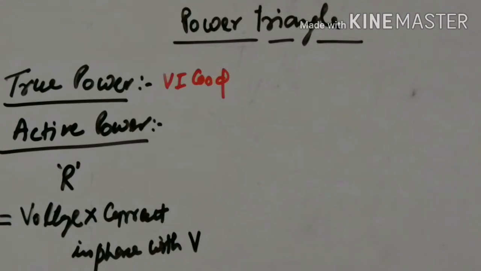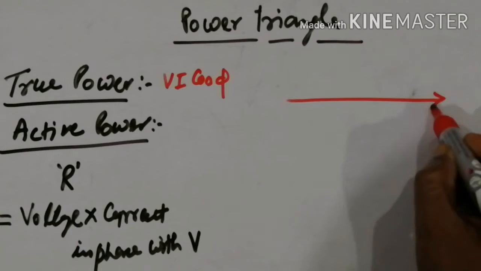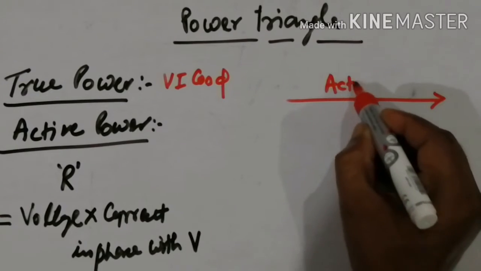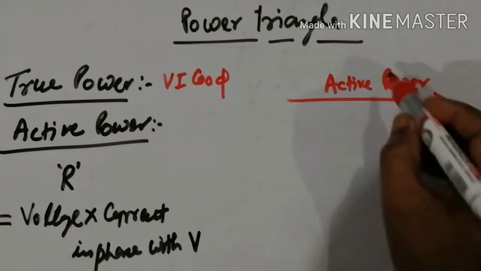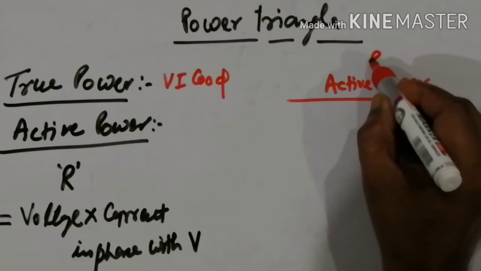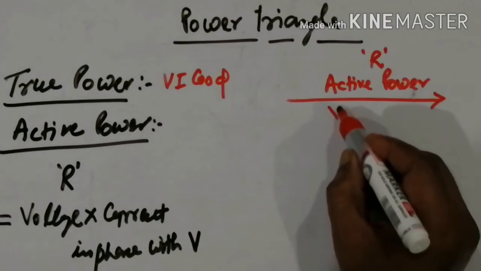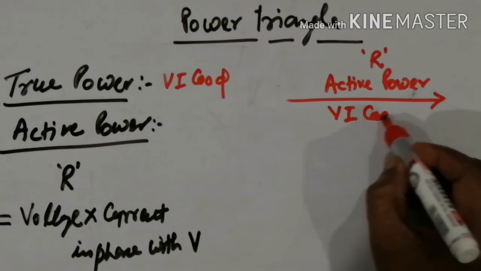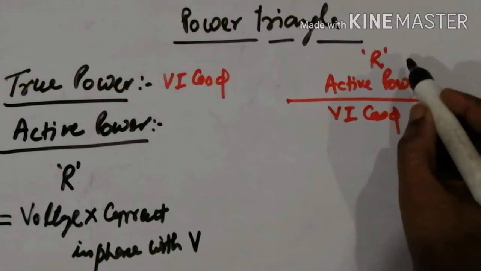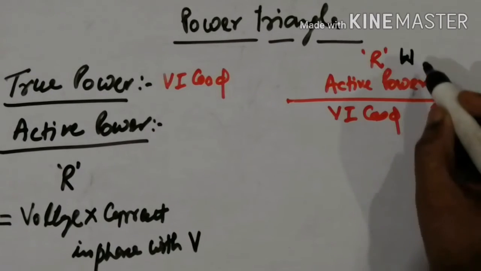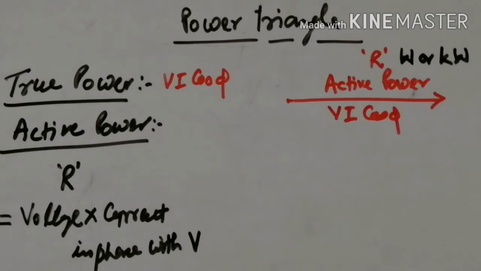So see the power triangle. This one is the active power, which is given by the component resistance, and it is VI cos phi, and this active power is measured in watt or kilowatt.